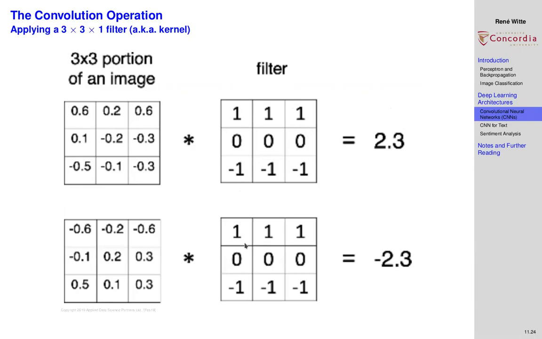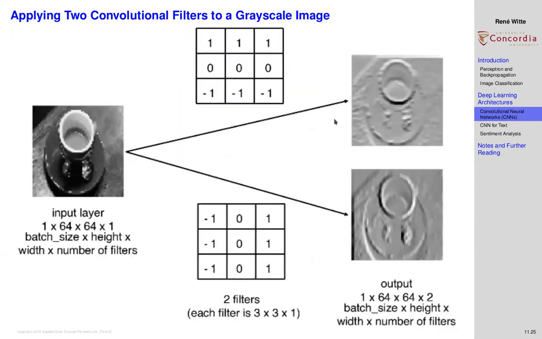Likewise, this image here, same filter, will give an output of minus 2.3. So what we had here is a filter of 3 by 3 by 1. 1 because it's just one dimension. So remember earlier we had 3 for the 3 different channels, and here it's just for now a black and white image. So what is this good for? Well, that's the idea of the convolution layer.